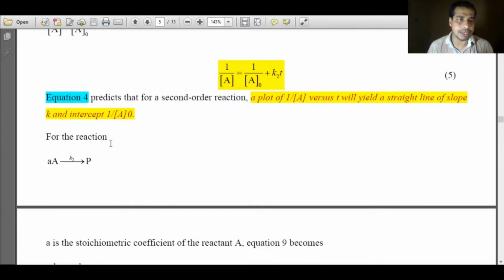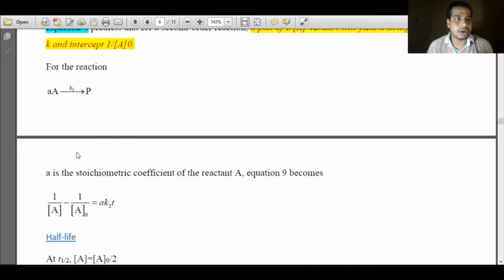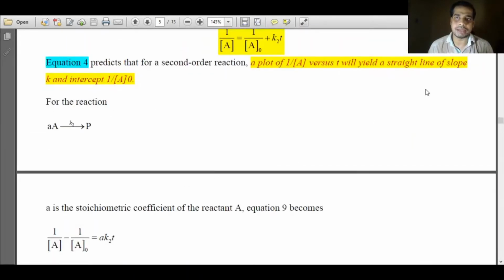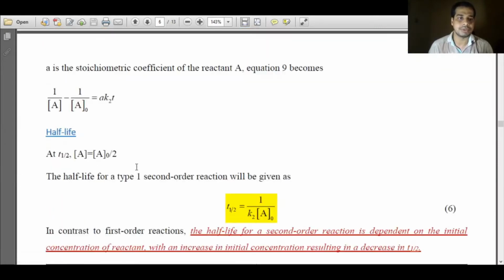Suppose there is a different condition, where the reactant is associated with some stoichiometric coefficient a and it is giving a product P in a second order reaction. What will be my rate expression? My rate expression will remain as such in equation 5, but we have to multiply the stoichiometric coefficient, the small a, with K2t. The other things will remain constant. This can also be derived, but I will not do that.